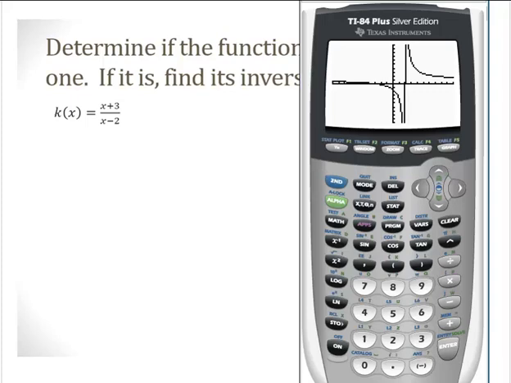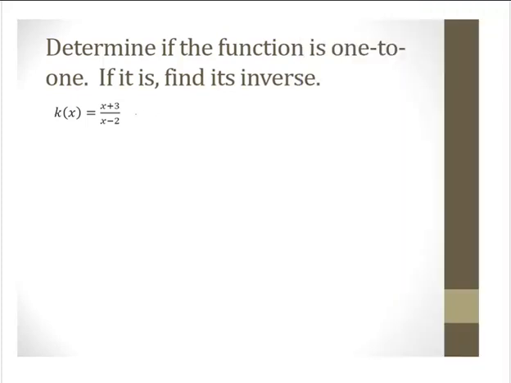Now, we do see here a vertical asymptote. We'll talk more about that in a later chapter. But remember, it's not really part of the graph. It is an artifact left over from the graphing process. So if we look at this graph and think about the horizontal line test, if we were to draw horizontal lines, it looks like it's a one-to-one function. So it appears to be one-to-one. Then let's try to find its inverse.